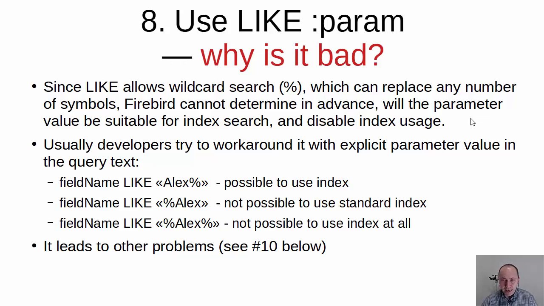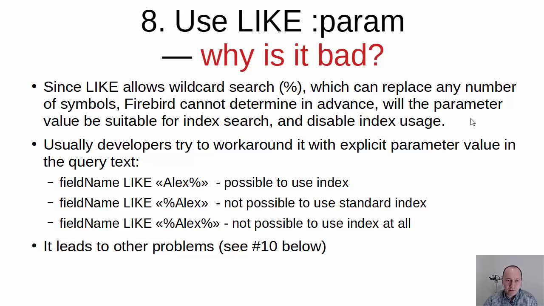LIKE allows wildcard search with the % sign, and it can replace any number of symbols. That's why Firebird cannot determine in advance whether the parameter will be suitable for index search, and disables index search. Firebird disables index search in this situation when you are using LIKE with a parameter.